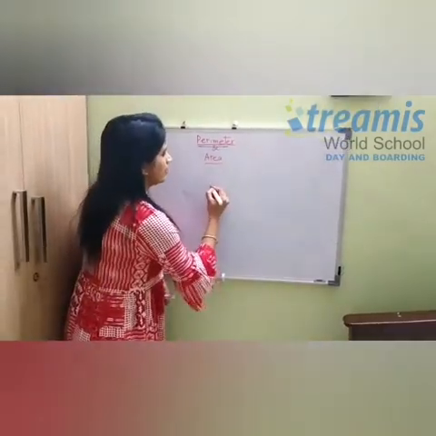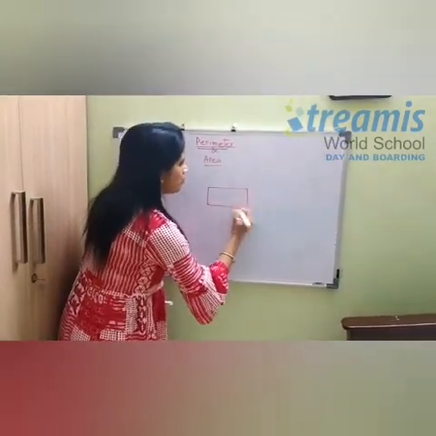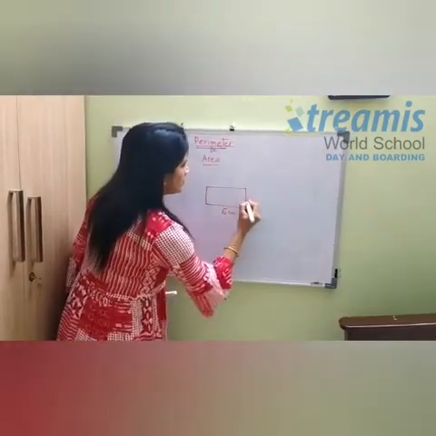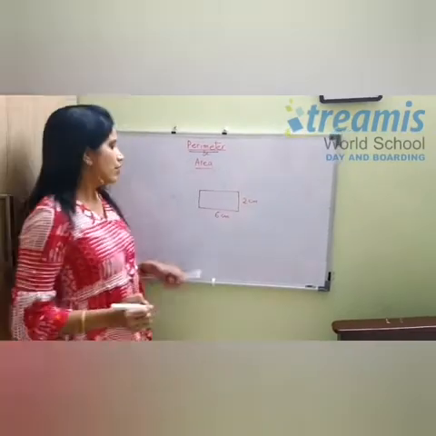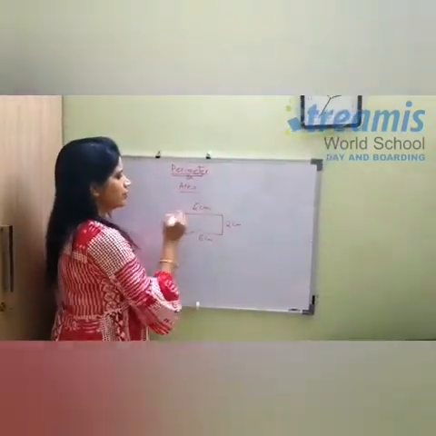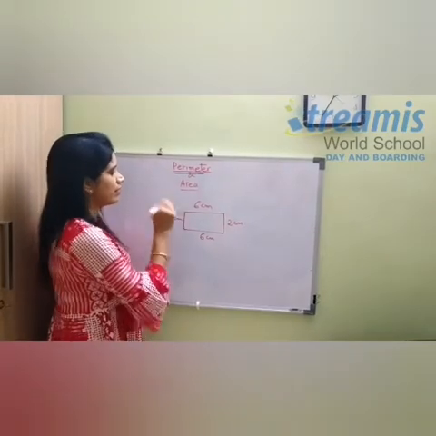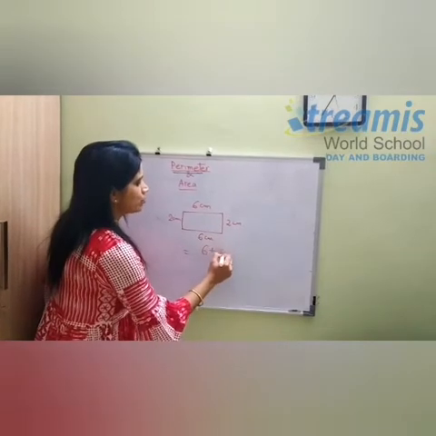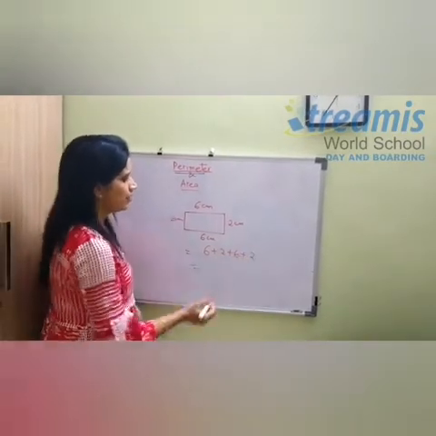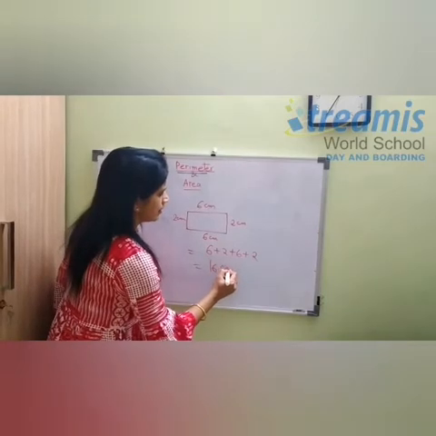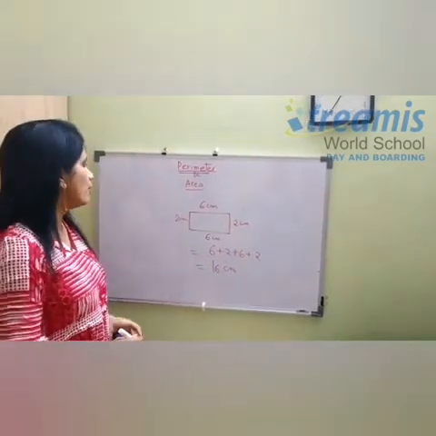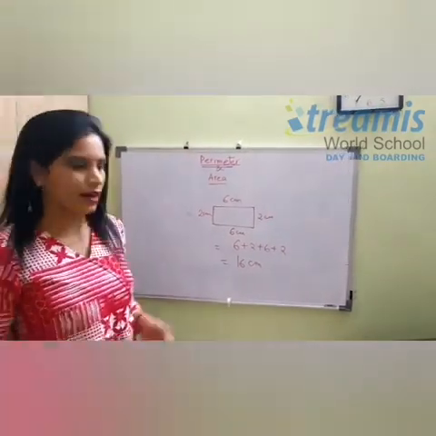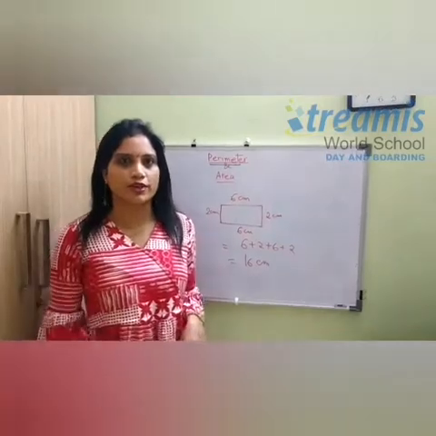For example, a rectangle where opposite sides are equal. Now let me take here, this side is about 6 centimeters, this is 2 centimeters I suppose. So the opposite sides are equal, so this will be again 6 centimeters and this will be again 2 centimeters. So the perimeter of this particular figure will be 6 plus 2 plus 6 plus 2. That will be 16 centimeters. So this is how we find the perimeter for regular and irregular polygons, and as you understood, polygons are closed figures.